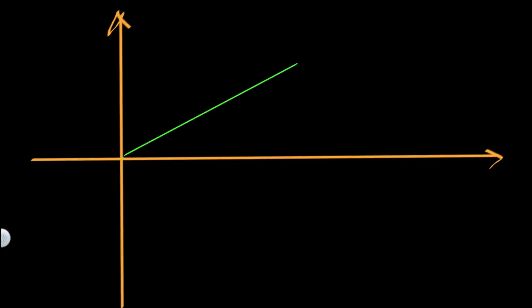So this is the line y equals 2x, and the other boundary is the x-axis. Then the final boundary is the line x equals 3. So I come here, this is my x equals 3. This is the x-axis, this is the y-axis, and this is the point x equals 3.